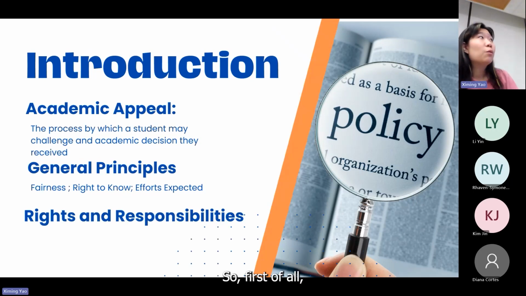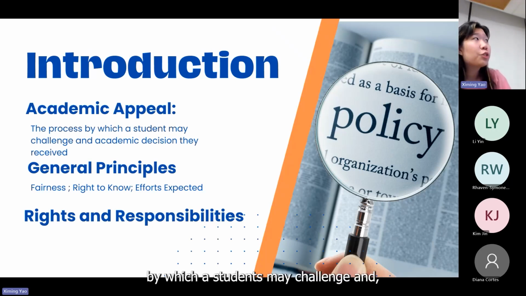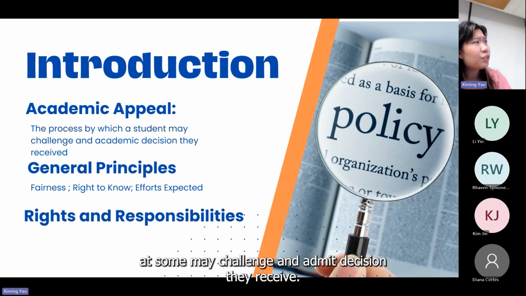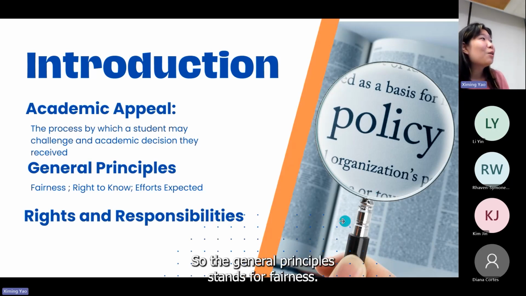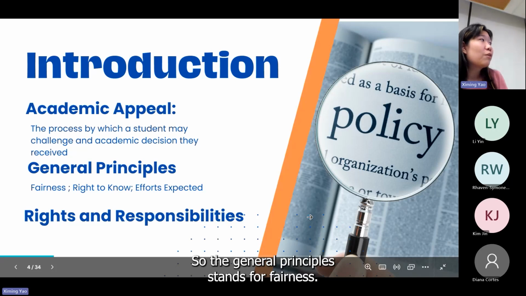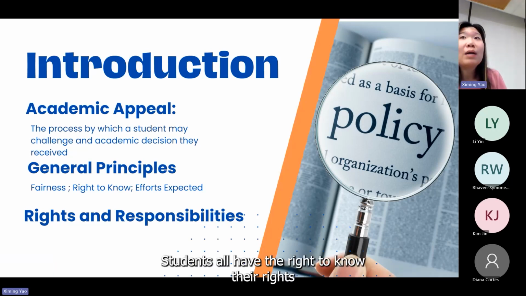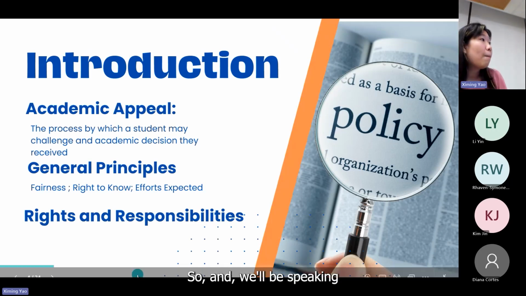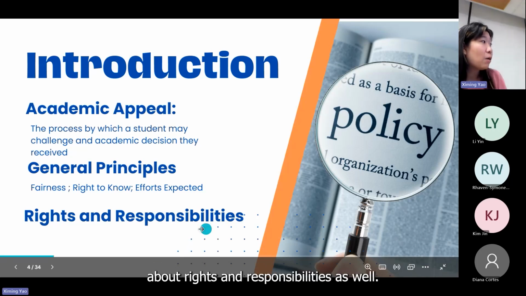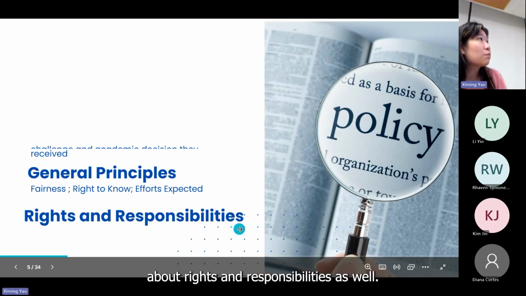So first of all, what is the academic appeal policy? It is defined as the process by which a student may challenge an academic decision they receive. Sorry, there's a typo there. The general principles stand for fairness. Students all have the right to know their rights and responsibilities, and there are certain efforts expected. We'll be speaking about rights and responsibilities as well.